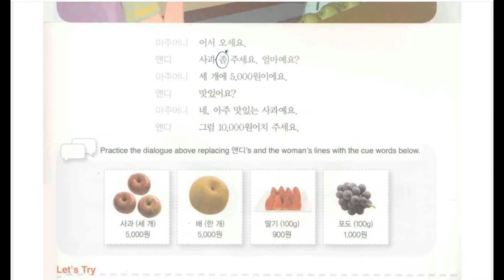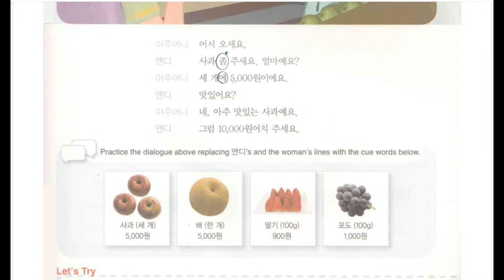When do we use it? To mitigate the level of request. So it's one of the ways we speak Korean language politely. Okay? 그래서 사과 좀 주세요. 얼마예요? How much is it? 3개에 5,000원이에요. So it is 5,000 for how many? For 3. So this is a counter noun and this is a Sino-Korean word to express prices, isn't it? I expect you to have mastered it already.